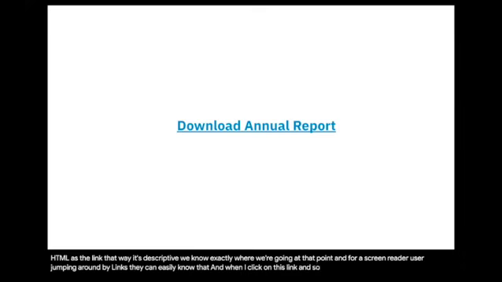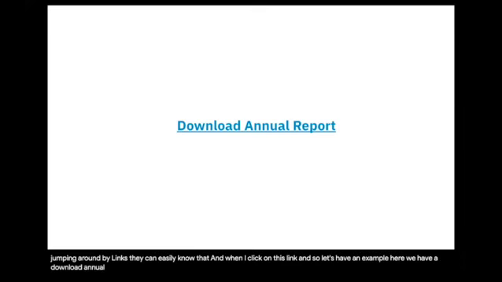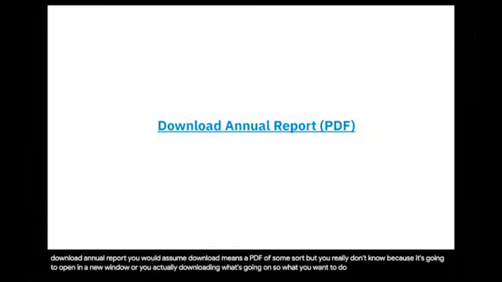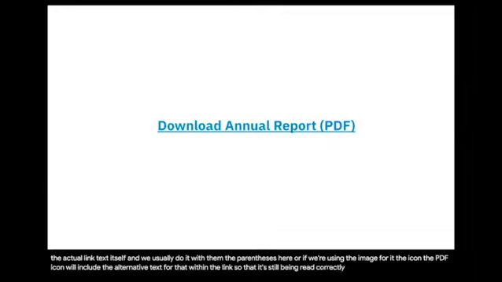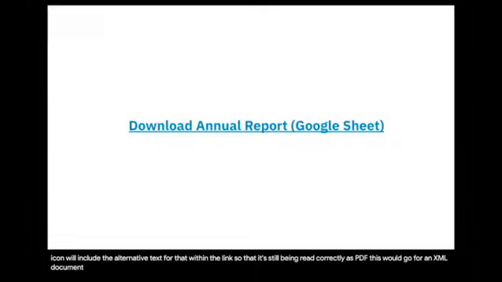And so let's have an example here. We have "download annual report." You would assume download means a PDF of some sort, but you really don't know, because is it going to open in a new window? Or are you actually downloading? So what you want to do is include PDF in the actual link text itself. And we usually do it with the parentheses here, or if we're using the image for it, the PDF icon will include the alternative text for that within the link so that it's still being read correctly as PDF. This would go for an XML document, or even a Google Sheet.